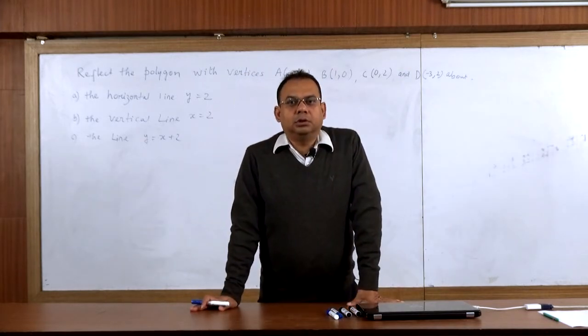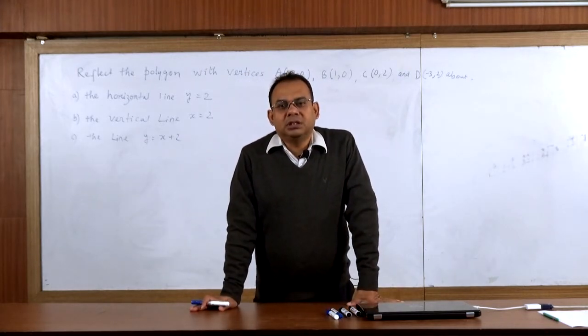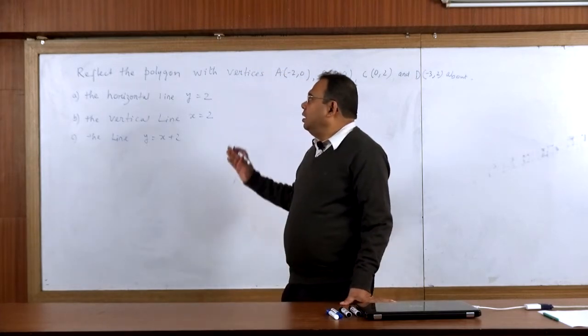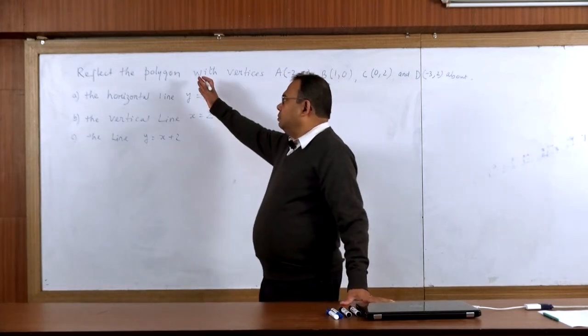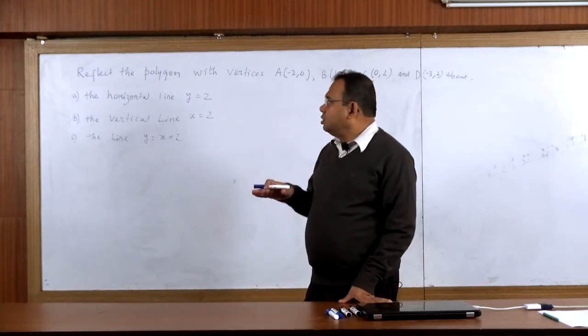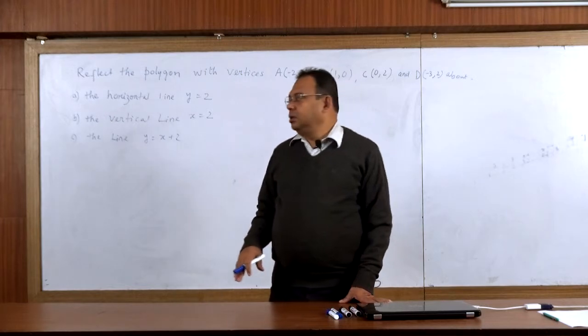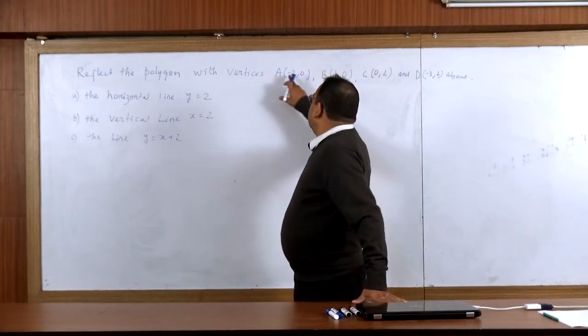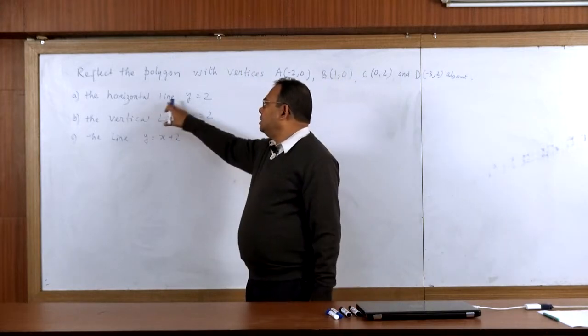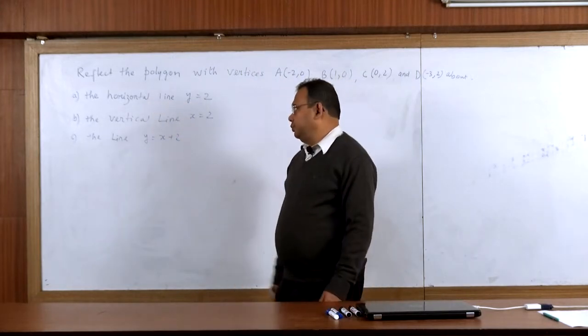Good morning. Today we'll discuss composite transformations. We have already seen how composite transformations can be applied in concatenation to perform the reflection of this polygon with respect to the horizontal line y is equal to 2.